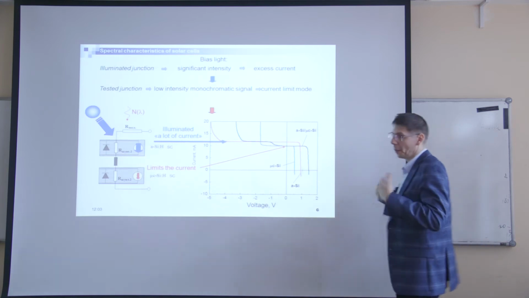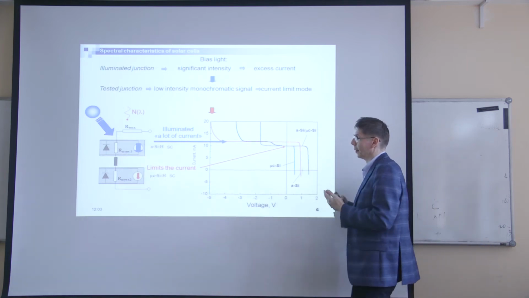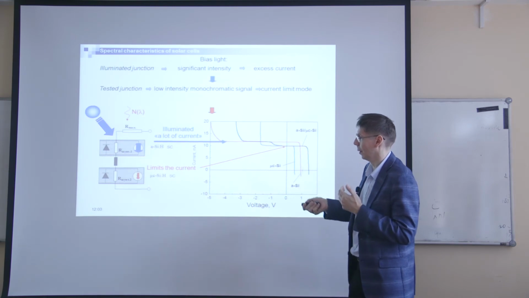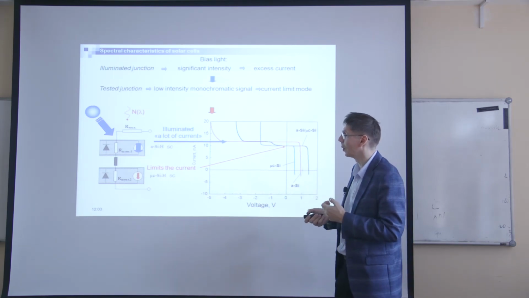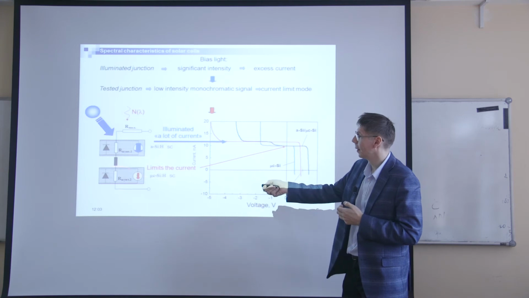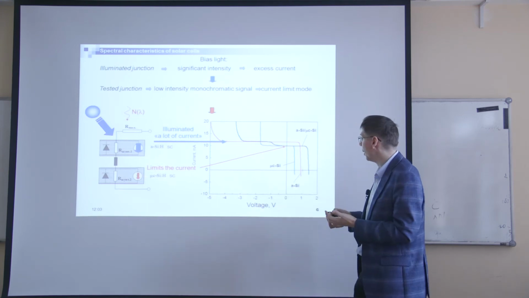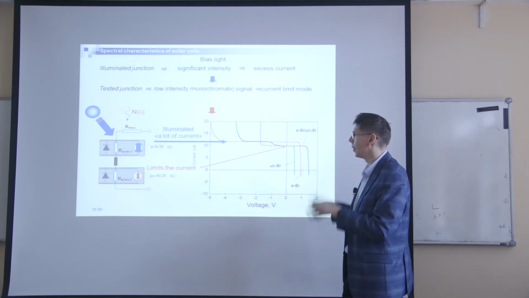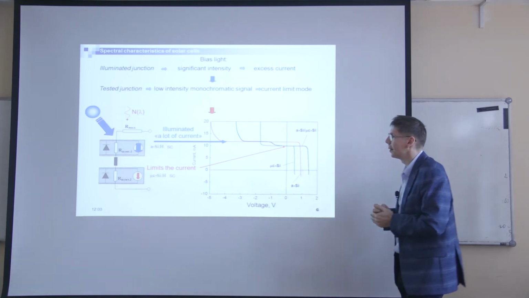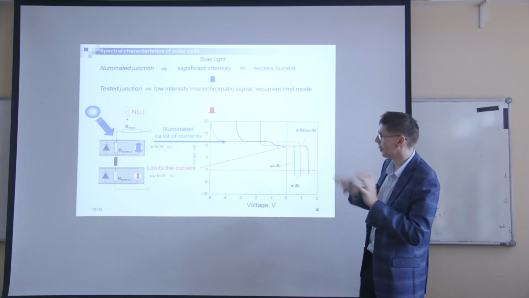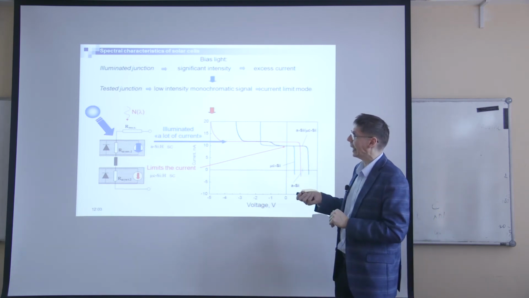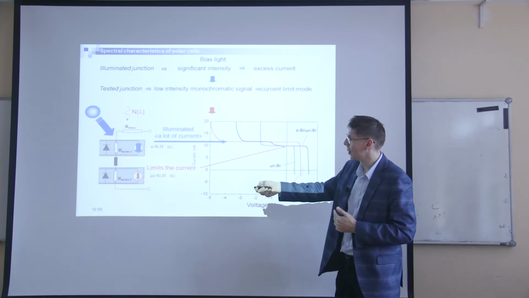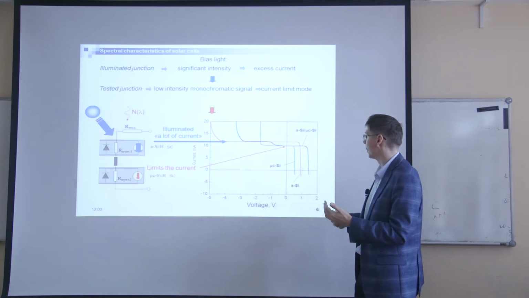And actually, it's a way to measure the spectrum of the quantum efficiency of this bottom junction separately. I mean, your top junction is illuminated, it has a lot of current, and it's out of the game, and only the response of the bottom junction is recorded.